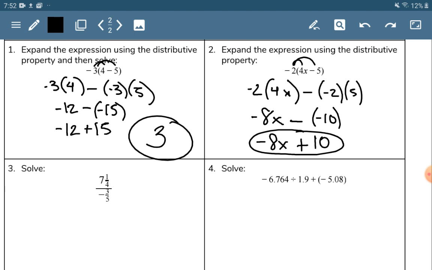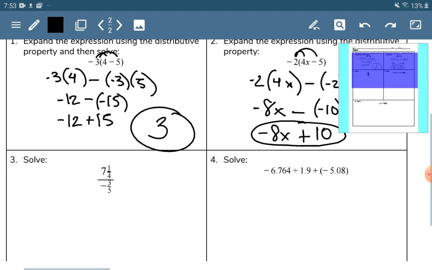In some future units, we'll talk a little bit more about why we cannot combine 8x and 10. The main reason is because they are not like terms. So what that means is I cannot put them together because 10 doesn't have an x. Since both of them do not have an x, I have to leave them separate. They don't go together. So that's going to be my answer for that one.